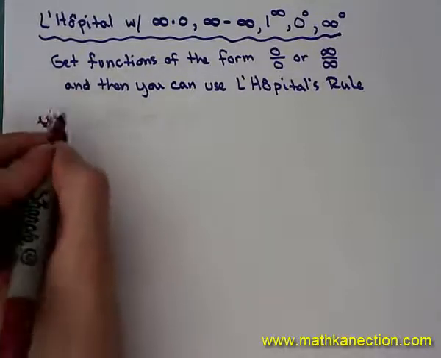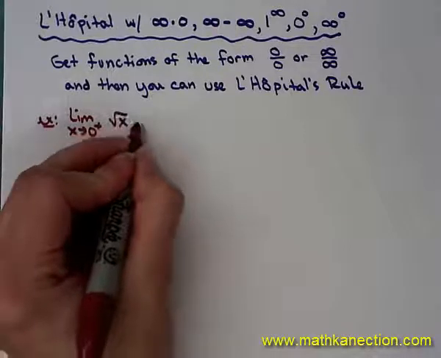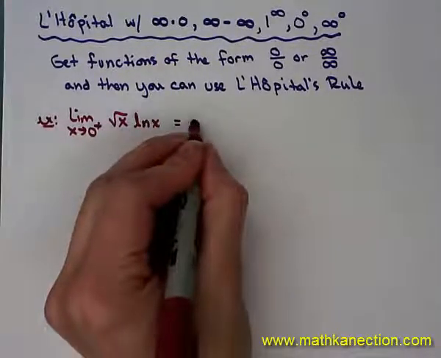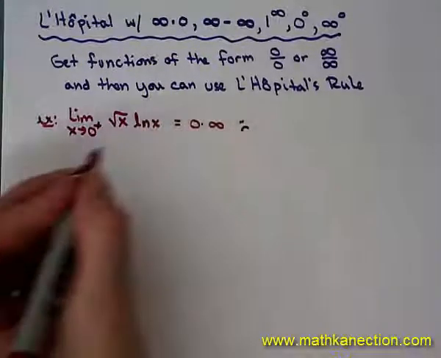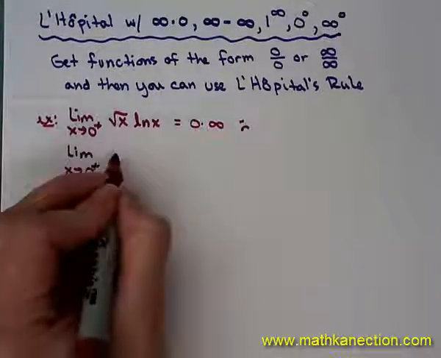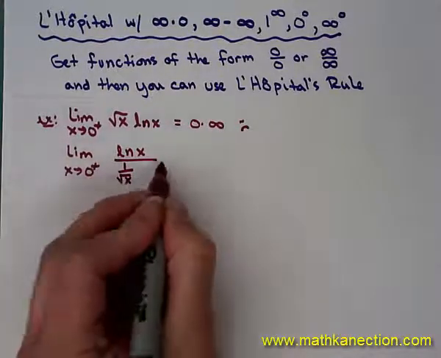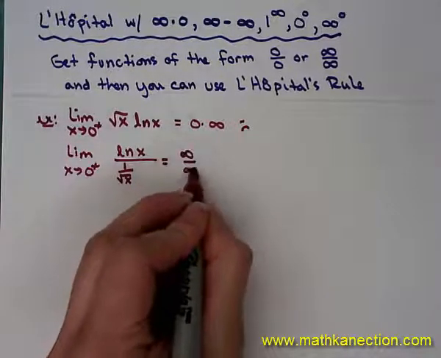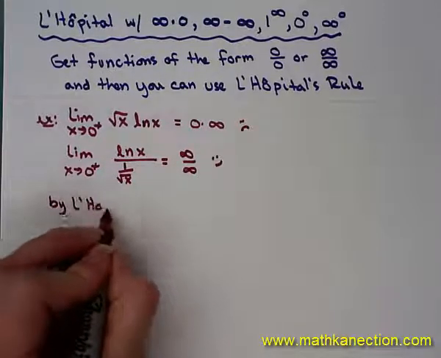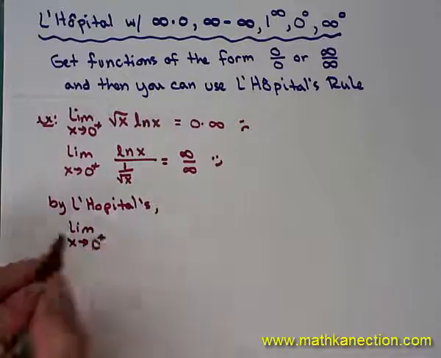So the first example of more indeterminate forms is the limit as x approaches 0 from the right side of square root of x times natural log of x, which makes 0 times infinity, which is the indeterminate form. So transforming the equation to read the limit as x approaches 0 from the right side of the natural log of x over 1 over the square root of x, which then is infinity over infinity, and so then we can use L'Hopital's rule.